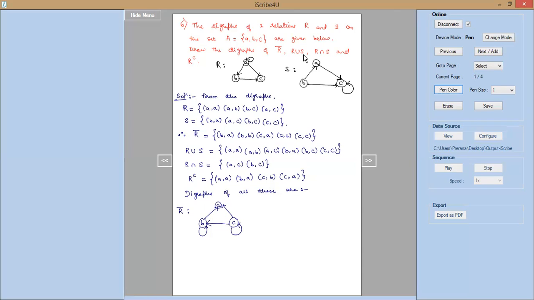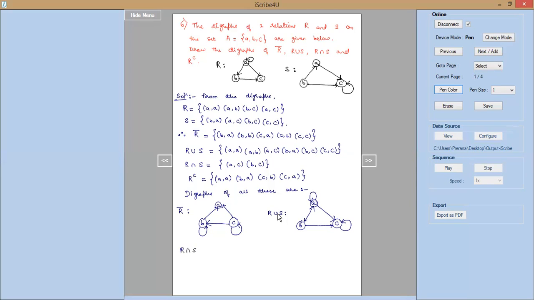Next we have R union S. Again the elements are A, B, C. R union S has the elements AA, AB, AC, BA, BC, CC. For BA I can just put an arrow like this. Then BC, CC loop. This is for R union S.